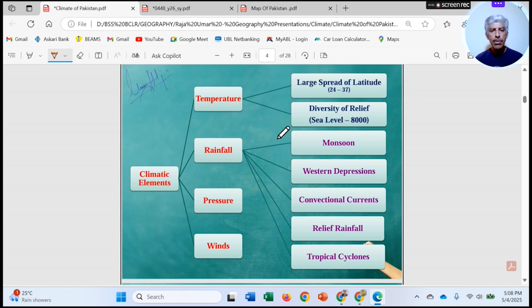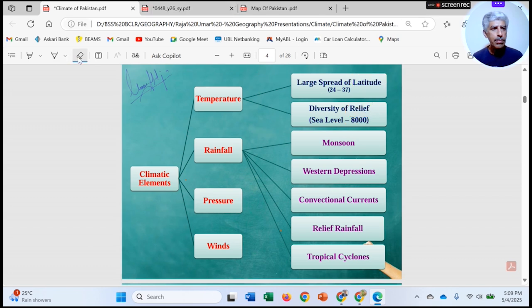Then diversity of relief. We see the sea level down at Karachi and the coastal areas like the Makran coast and Sindh coast, and we see the 8,000 meters high K2 and other mountains up in the north as well. So the number one factor was latitude, and number two factor is the relief. I mean the mountains are there, so they are making the temperatures lower. These are the two factors which are related to temperature.